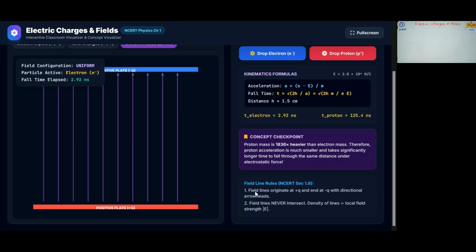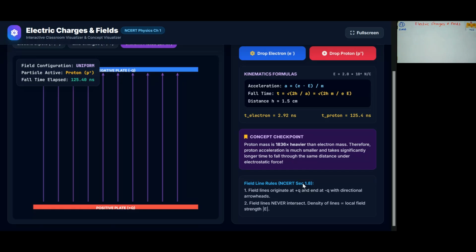Now click the drop proton. Watch the red dot move much slower to the negative plate. Its measured fall time t_p is root of 2h mp by eE, which is 125.4 nanosecond. Clear? Why does the proton take over 40 times longer to fall the same distance? Think about that.